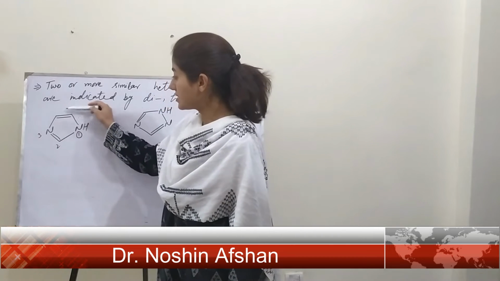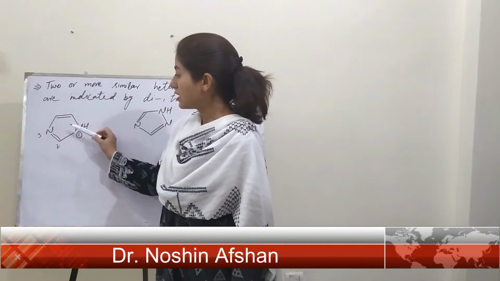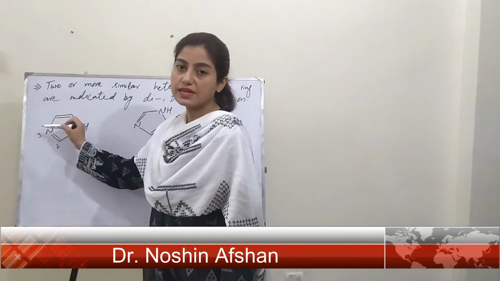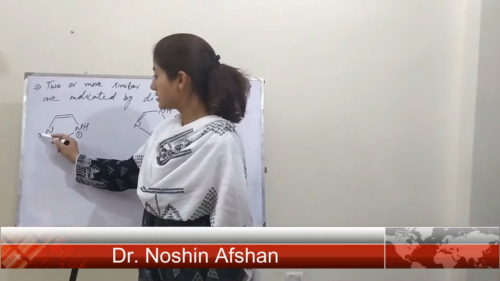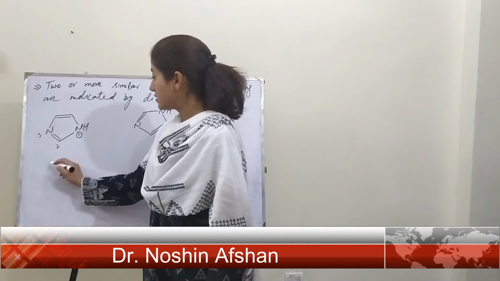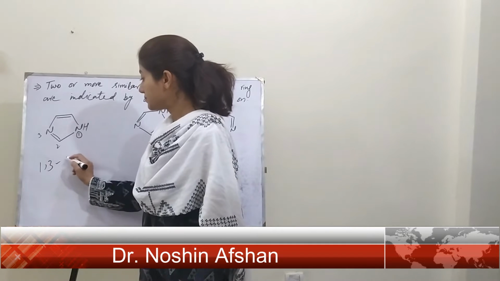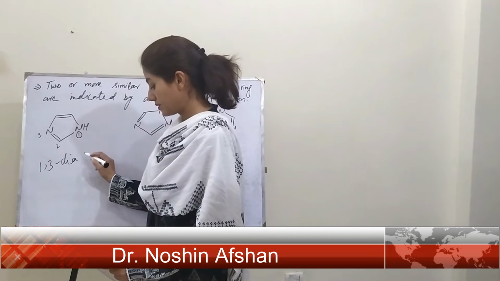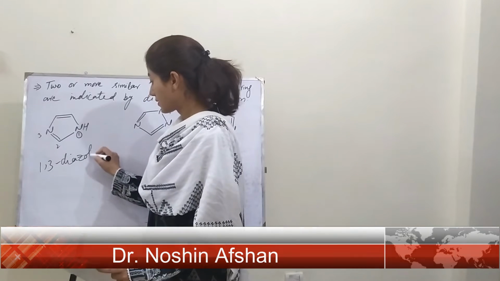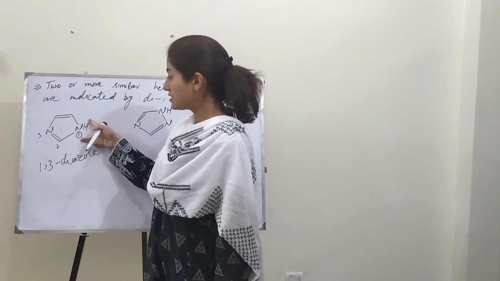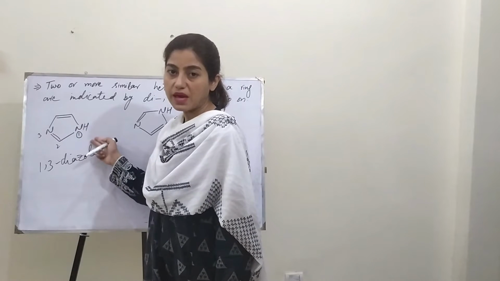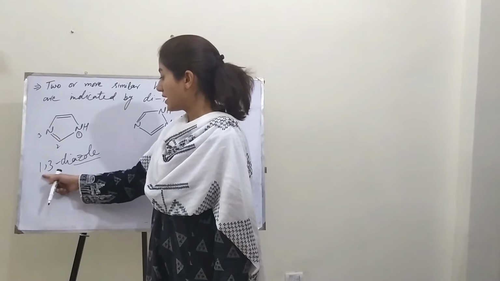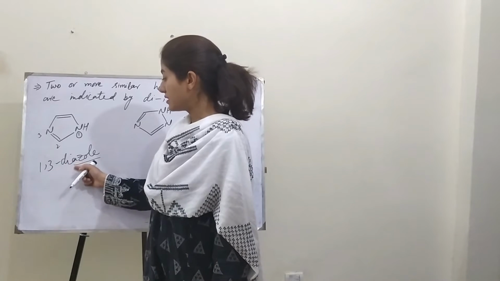But if we move along this side, then 1, 2, 3 and 4. Along this side, this nitrogen comes at the 4th position, so we will not move towards that direction. Rather, we will prefer this direction. So here that is 1, 3 diazole, because this is the 5-membered unsaturated system having nitrogen atom. So that is azole. So at 1, 3 diazole.